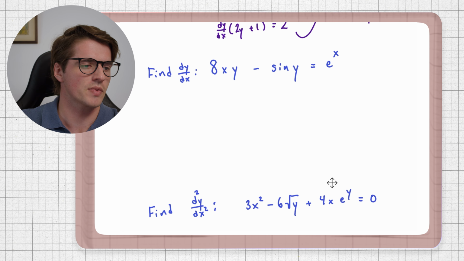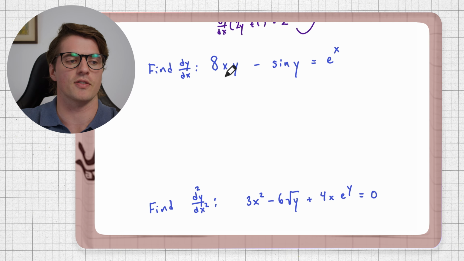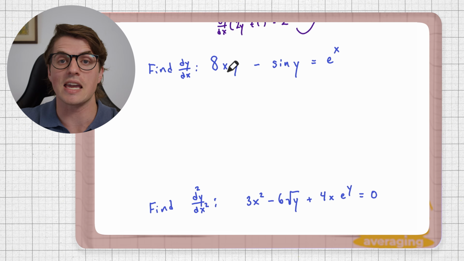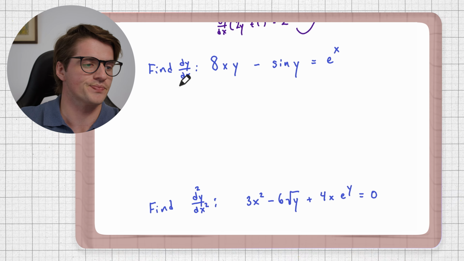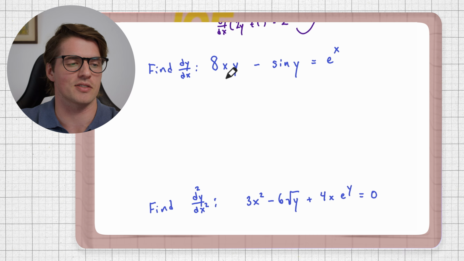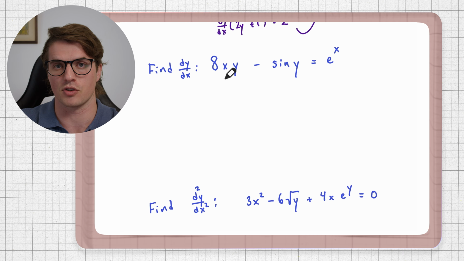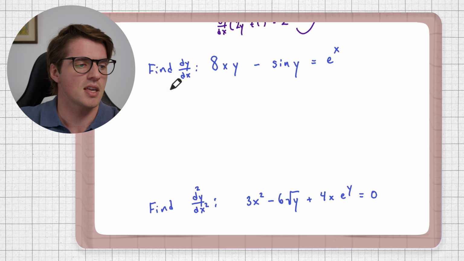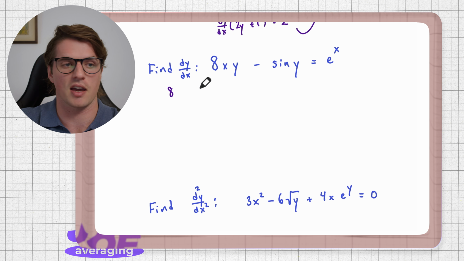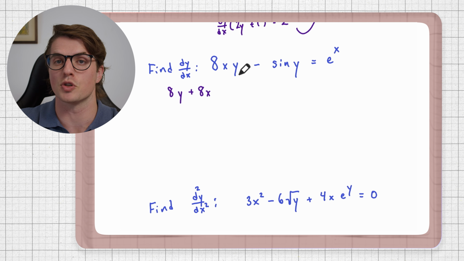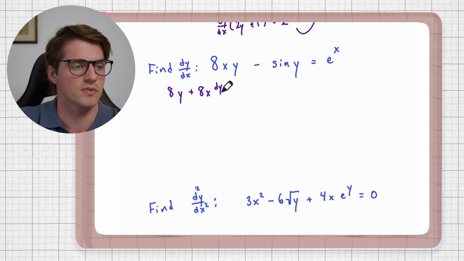Okay, continuing. We want to find dy/dx of 8xy minus sine y is equal to e to the x. So 8xy is a product rule problem. And I said in the last video, we're going to start not writing this fully out. If you're working on this on your own, you might still want to write it out. But for me, I'm just going to say, well, 8 times the derivative of x, which is 1, times y, we leave that alone, plus 8x times the derivative of y, which is dy/dx.